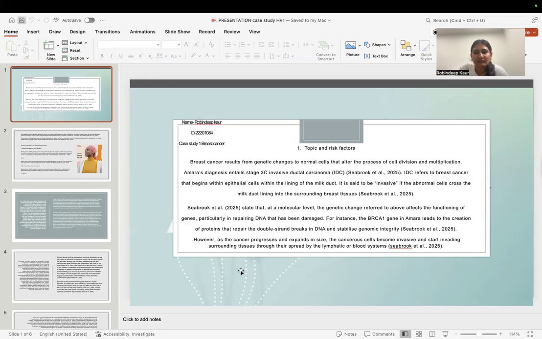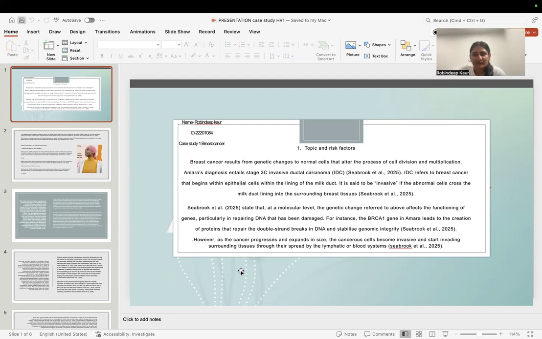At the molecular level, the genetic change referred to above affects the functioning of genes, particularly in repairing DNA that has been damaged. For instance, the BRCA1 gene in Amara leads to the creation of a protein that repairs the double strand breaks in DNA and stabilizes genomic integrity. However, the cancer progresses and expands in size.